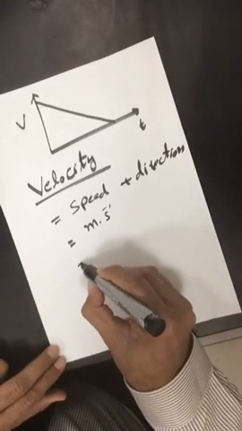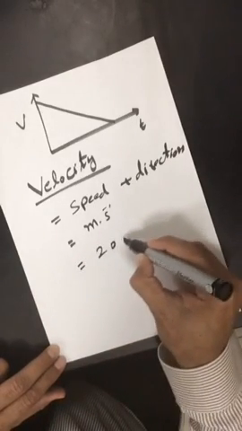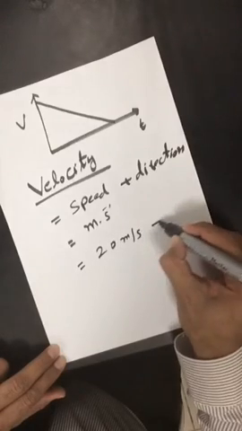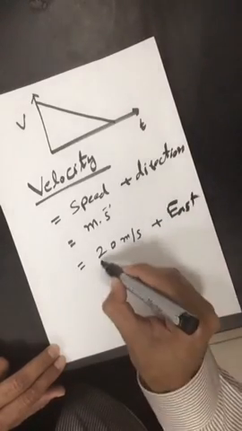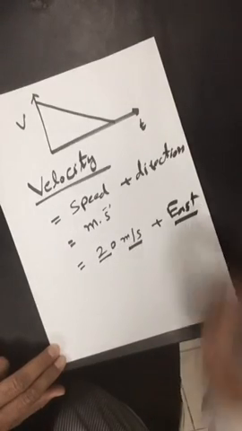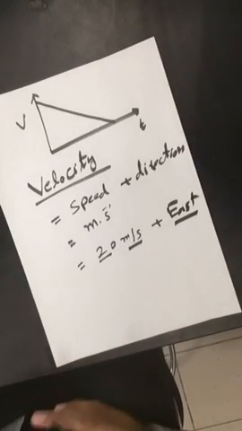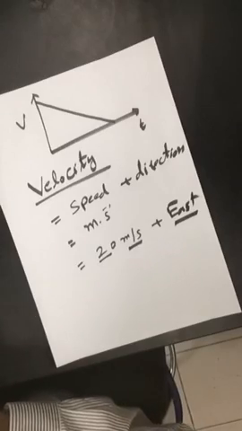In order to describe the velocity, you need 3 things. I'm writing this, 20 meters per second, plus I write any direction, east. 3 things: number, unit, direction. The combination of these 3 things is called velocity.